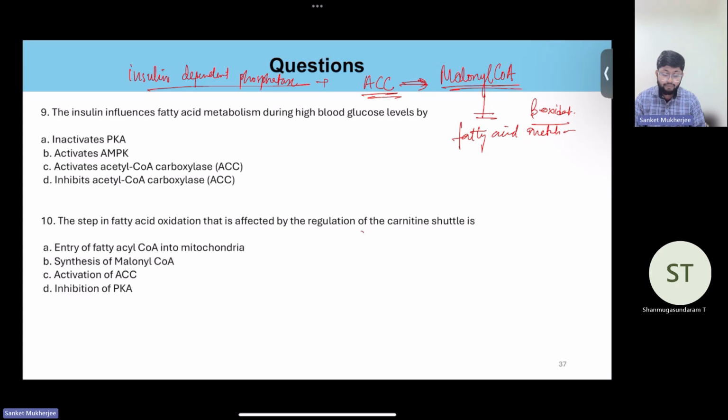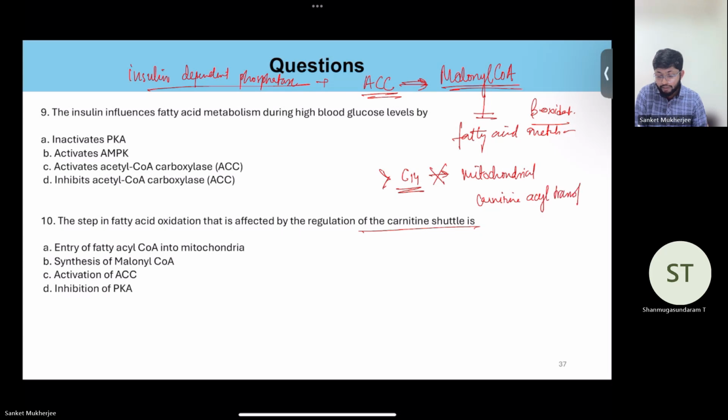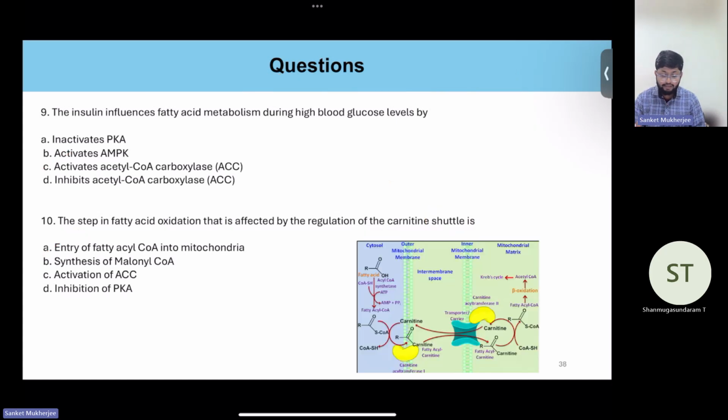So the work of carnitine shuttle we already know is because lipids, or fatty acids more than 14 carbon long, cannot enter the mitochondrial membrane, and for this a carnitine acyl transferase is used for entry of these into the mitochondrial matrix. So entry will be prevented if we have any effect in the carnitine shuttle. And you can see this in this diagram also.